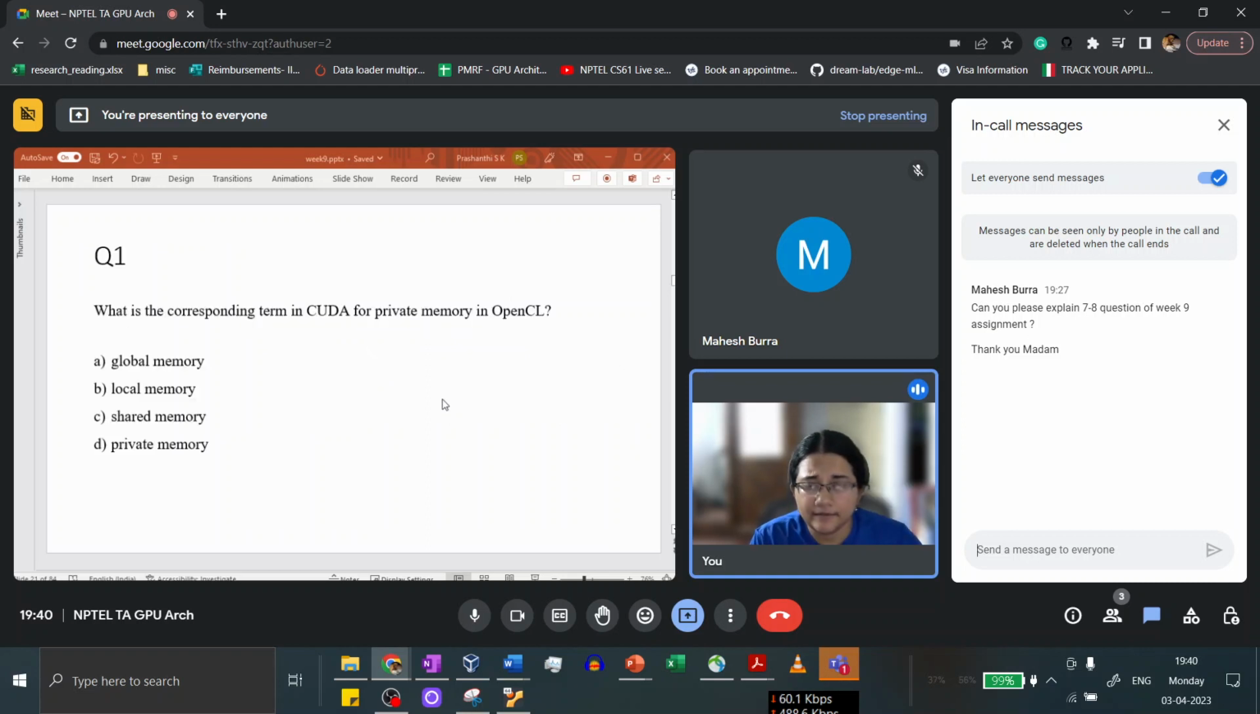So we'll first start with week 9 questions. They're very straightforward, right? So we'll take a minute or so to answer each question. What is the corresponding term in CUDA for private memory in OpenCL? Okay, how does the tile size relate to local work size and global work size? We'll come to this. I think this is covered in one of the questions that we have for today, and also in question 7 and 8 of week 9. So we'll come to that.